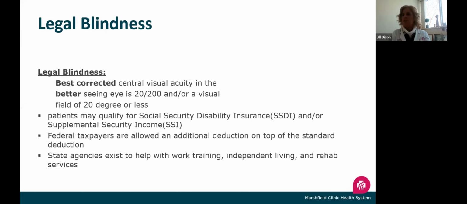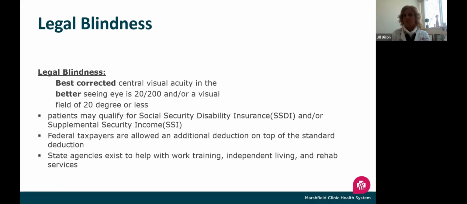Now, why do I talk about this? Well, some of the folks that have some of the diseases that we talked about, diabetic retinopathy, macular degeneration, or glaucoma, may qualify to be considered legally blind. And we can write a letter that will say that because you may qualify for different kinds of SSI or Social Security type of things, and tax deductions as well that do exist.